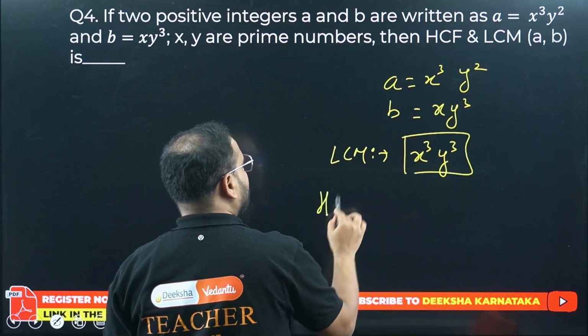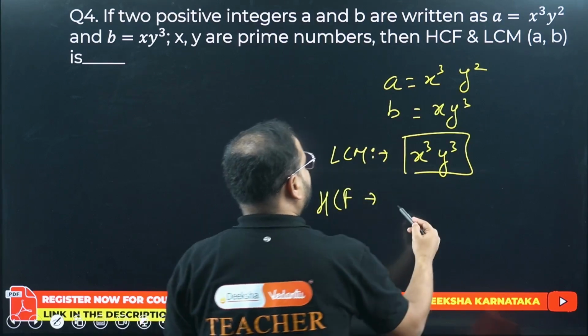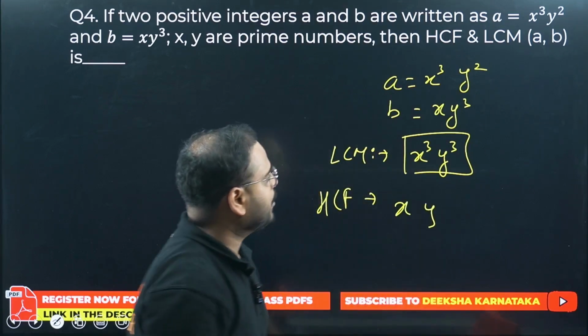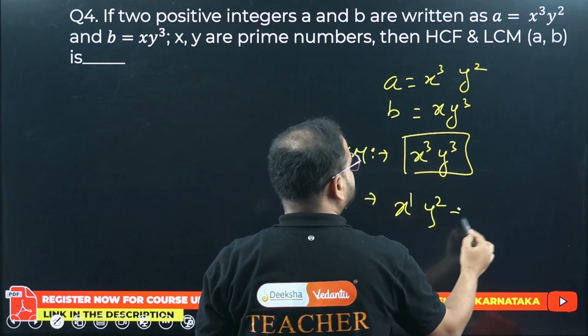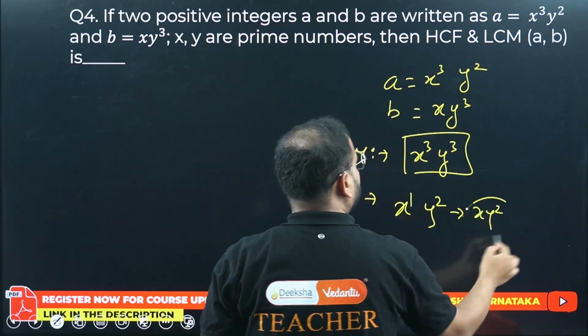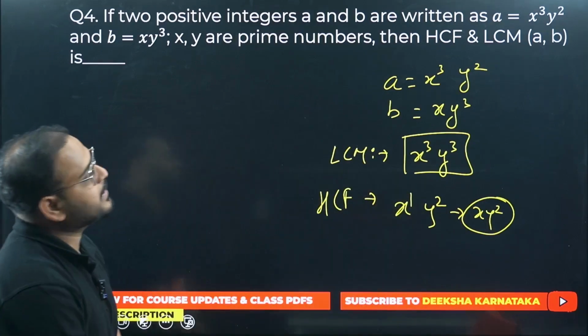What about HCF? HCF will be common factors only. x and y are common factors, so x and y with the least power. What is the least power of x? Only 1. Least power of y? 2. What's my answer? x y square. So my answers are x cube y cube and x y square for LCM and HCF respectively.